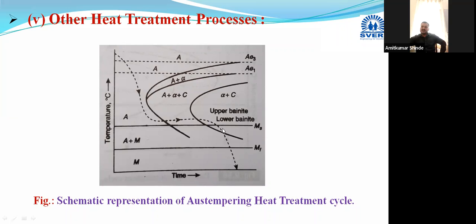Then again we are cooling up to room temperature. This cooling is very slow. We can go for an air medium also here. Your final microstructure obtained will be bainite. It may be upper bainite or it may be lower bainite. As we have provided a very long duration here, whichever austenite is present will get transformed to bainite. In this austempering, bainite is obtained.